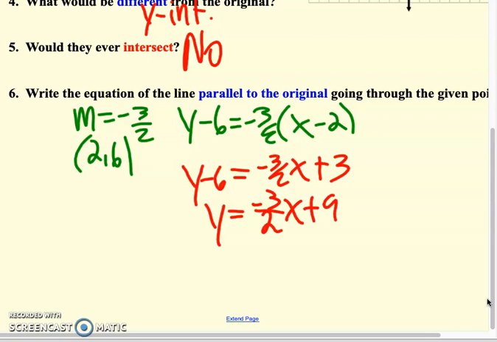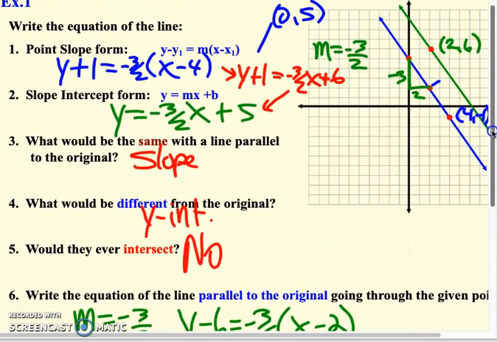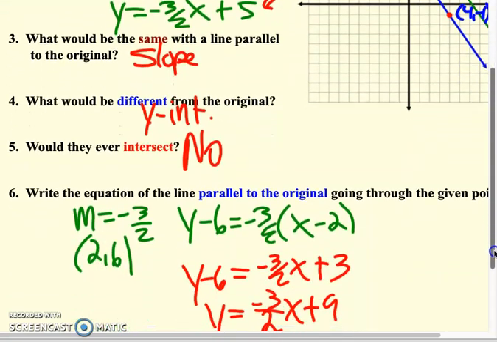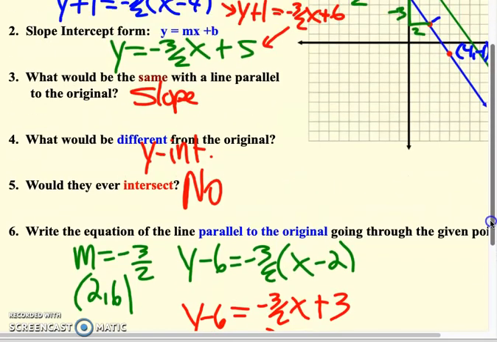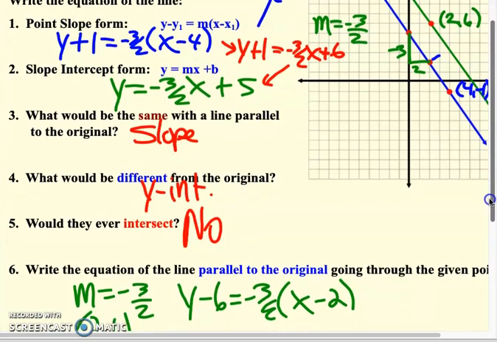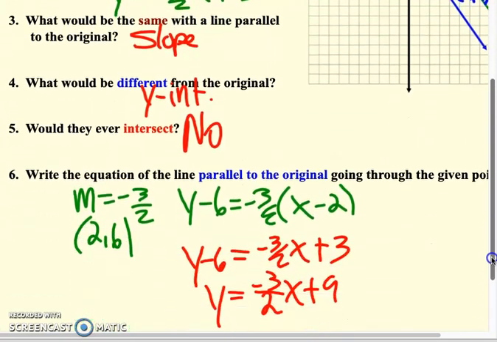Now, if I compare that equation to the one in green up there, that actually is a y-intercept of 9. So now I can see that the line that's graphed matches what I have, y equals mx plus b, even though I started out in point slope. So the green equation from number 2 and the red equation from number 6 are parallel lines, different y-intercepts, but same slope.